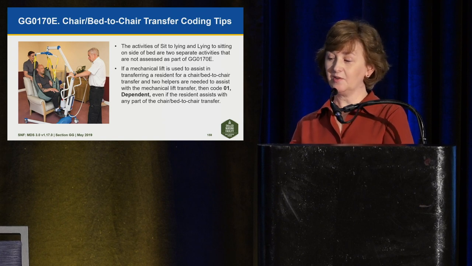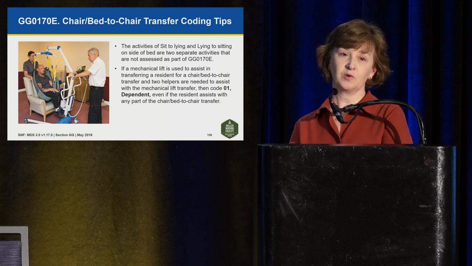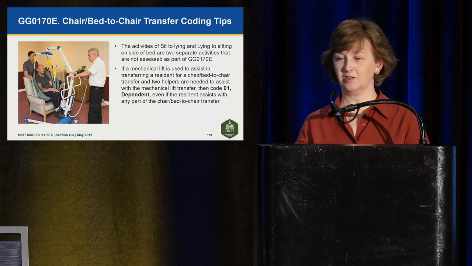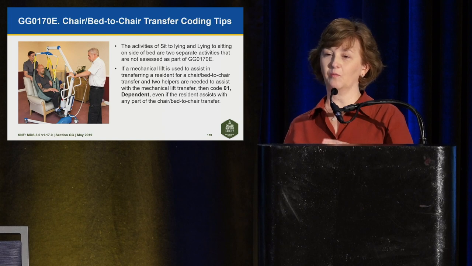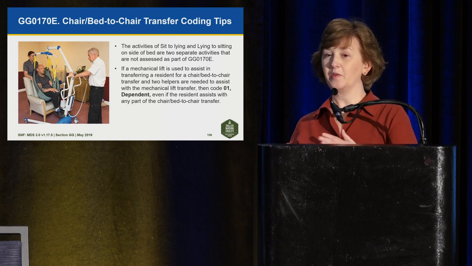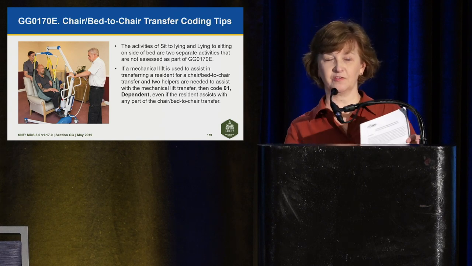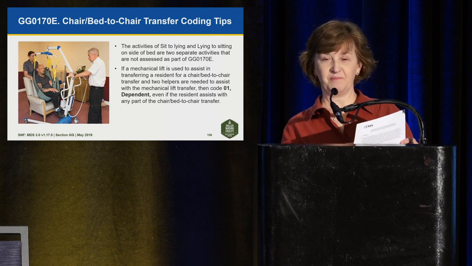If a mechanical lift is used to assist in transferring a resident for a chair, bed chair transfer, and two helpers are needed to assist with the mechanical lift transfer, then code 01 dependent, even if the resident assists with any part of the chair, bed chair transfer. So this is actually a common question that we've had. If you have two helpers helping with one activity for a resident, would that always be coded 1? And the answer is yes. And in fact, I will walk you through the decision tree to help you understand how the decision tree could help you come to that rationale.